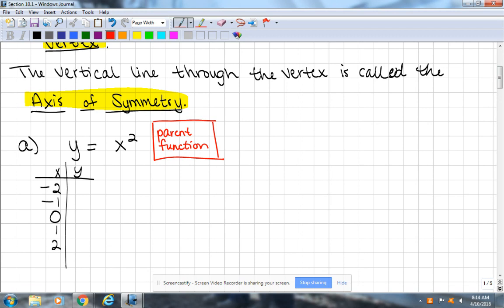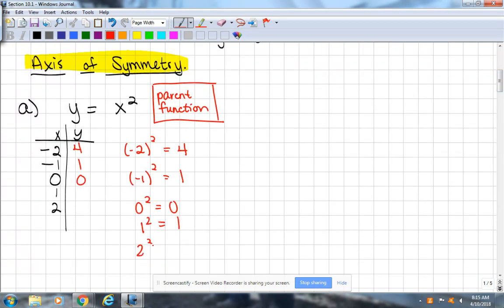So we're going to fill in our table. How do you think we're going to get our y values? Plug in the x's, right? The first one, negative 2 squared equals what? The calculator will lie to you and tell you it's negative 4, but it's not. What's negative 2 squared? Positive 4. So put a 4 there. Then negative 1 squared. What's negative 1 squared? 1. What's 0 squared? 0. And what's 1 squared? 1. And what's 2 squared?